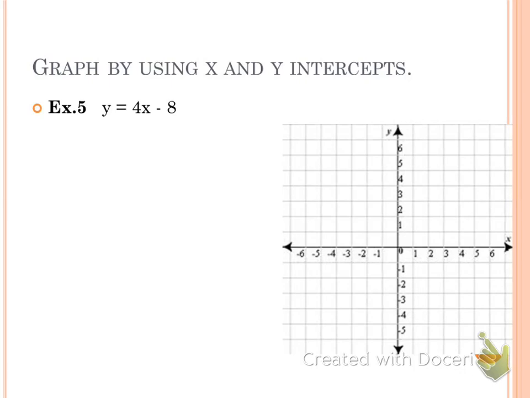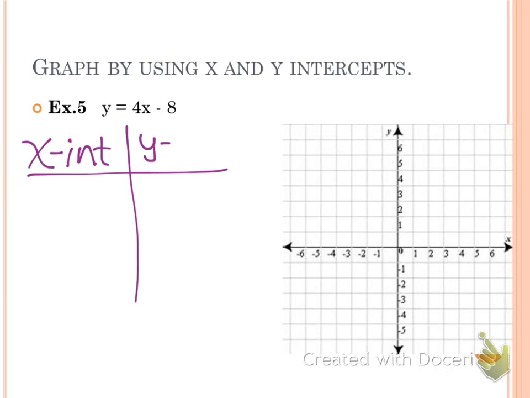Example 5 was a little bit different. The problem was arranged a little differently. It has y by itself instead of x and y being together. But we are going to treat it the same way. To find my x-intercept, I'm going to plug 0 in for y. Now it's more important to leave that 0 there on this problem. It acts as a placeholder.